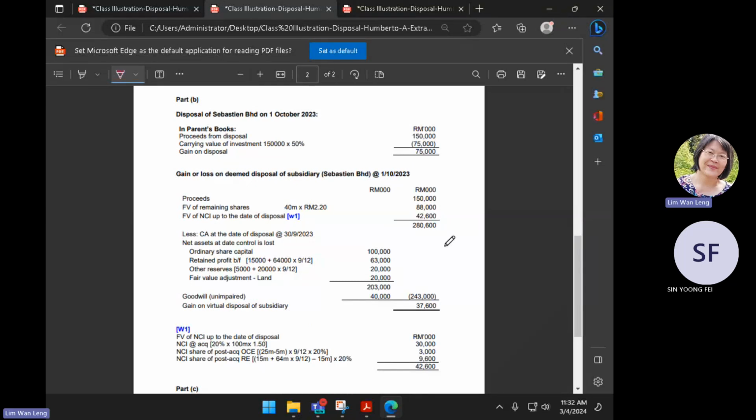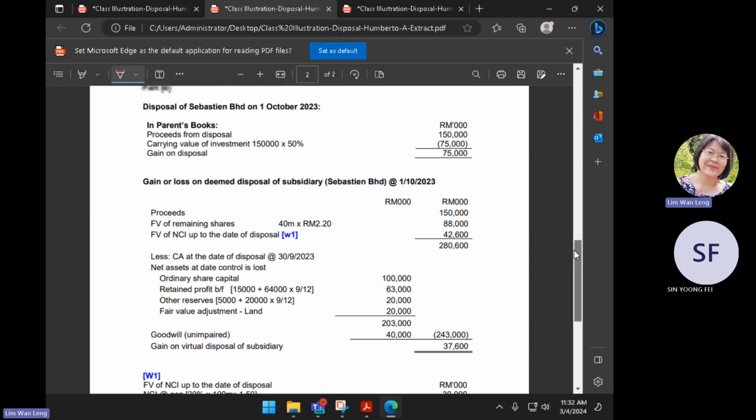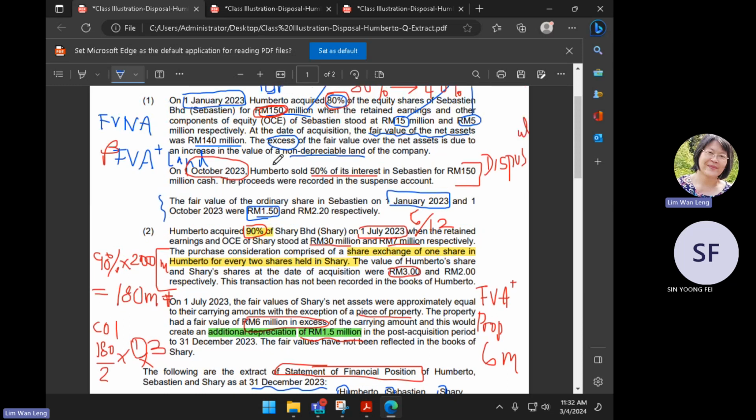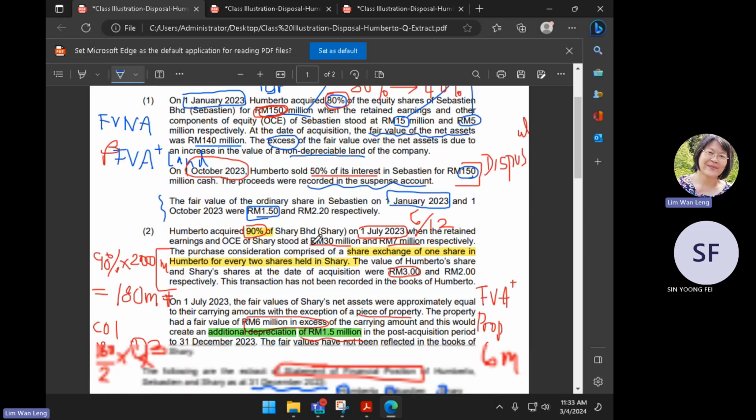So we look at the books of the parent first. Okay, books of the parent. So which means what is happening? Proceeds from the disposal. Of course, you can go and look at the question, right? How much was the proceeds? You sold off on the first day of October 50% of whatever you own for how much? 150 million. Okay, 150 million, and then they tell you the proceeds were recorded in the suspense accounts.